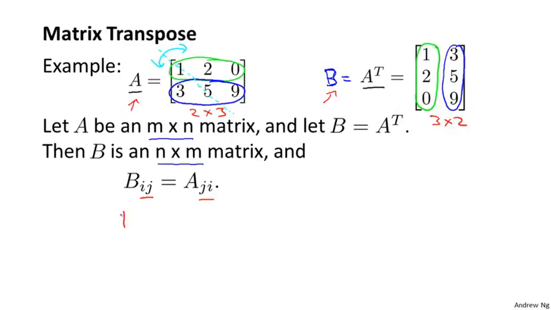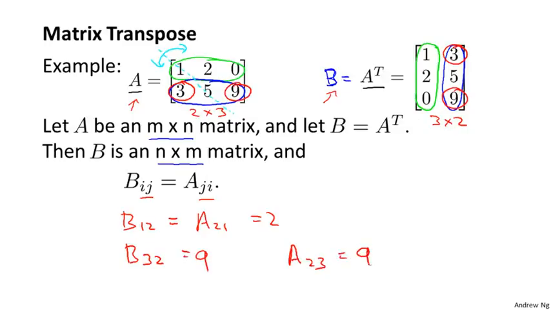So for example, B12 is going to be equal to, looking at this matrix B, this element 3, right? First row, second column. And that's equal to A21, second row, first column, right? Which is equal to 3. And as another example, B32, right? That's this element 9. And that's equal to A23, which is this element up here, 9. And so that wraps up the definition of what it means to take the transpose of a matrix.